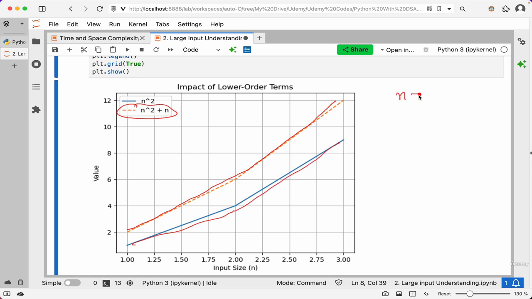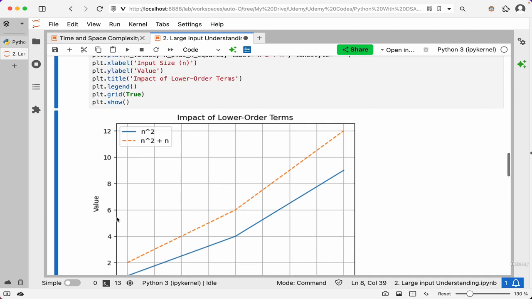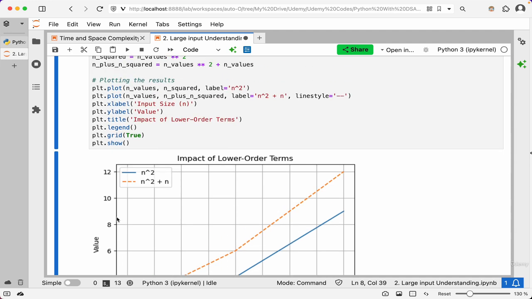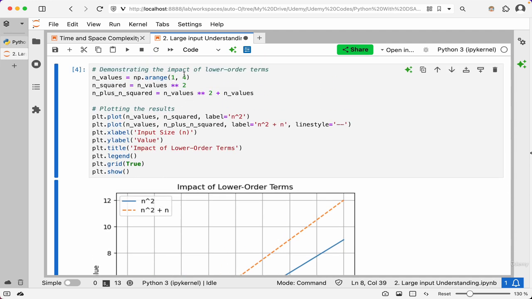For example, when n is equal to 1, for a very small input, 1 square plus 1 is going to be 2, whereas 1 square is going to be 1 only, right? So yes, there will be a difference when the input we are talking about is small. But something which we have already conceptualized is that we will always be working on a large input.